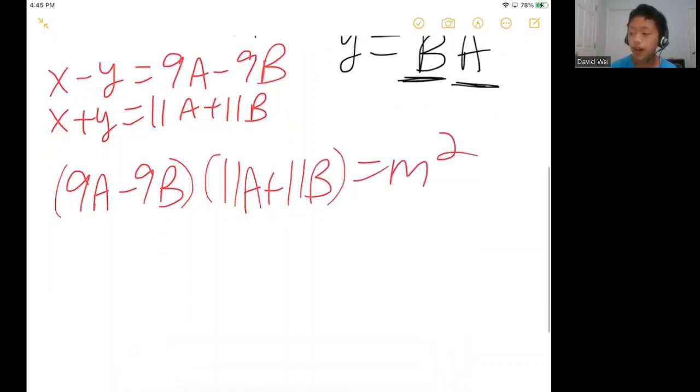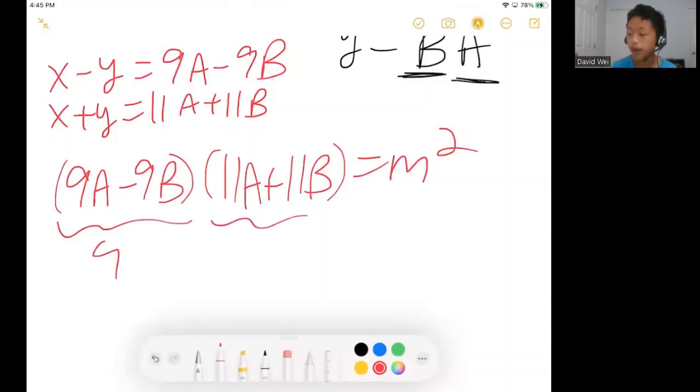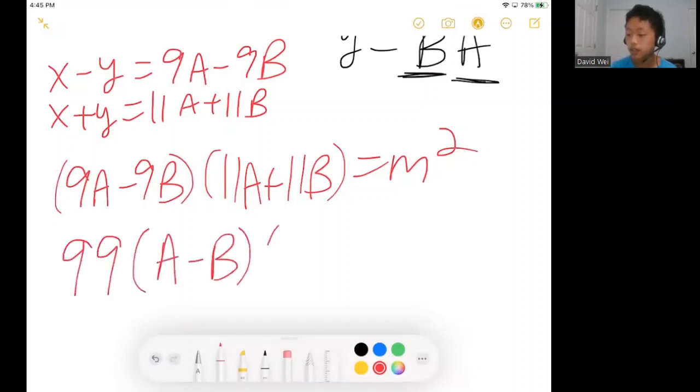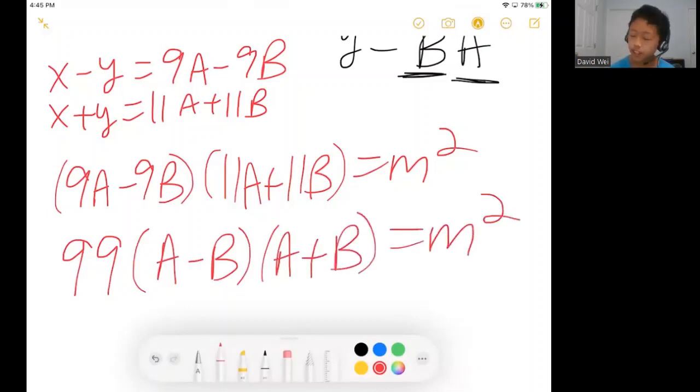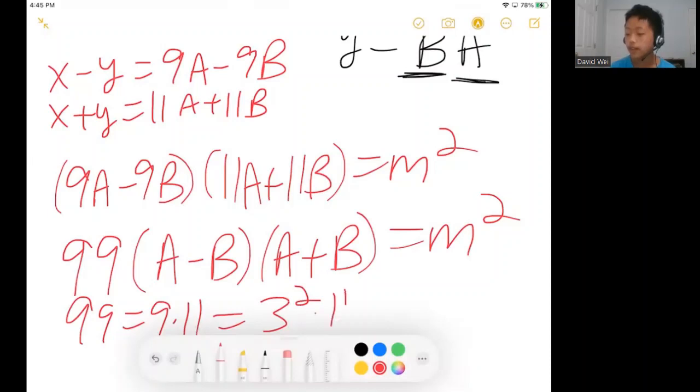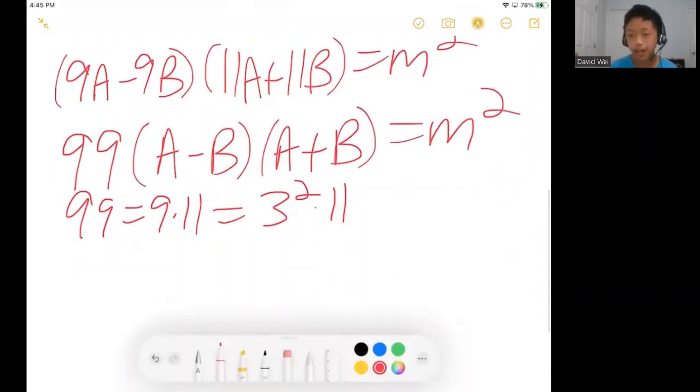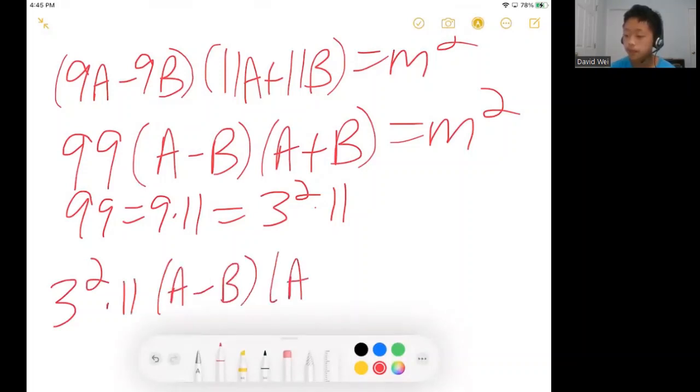We notice we can factor out a 9 from the first factor and an 11 from the second factor. So we get 9 times 11, which combined gives 99 times a minus b times a plus b, and this has to equal m squared. Now instead of writing 99, we know that 99 equals 9 times 11, and 9 is 3 squared. So we can rewrite this as 3 squared times 11 times a minus b times a plus b, and this has to equal m squared.